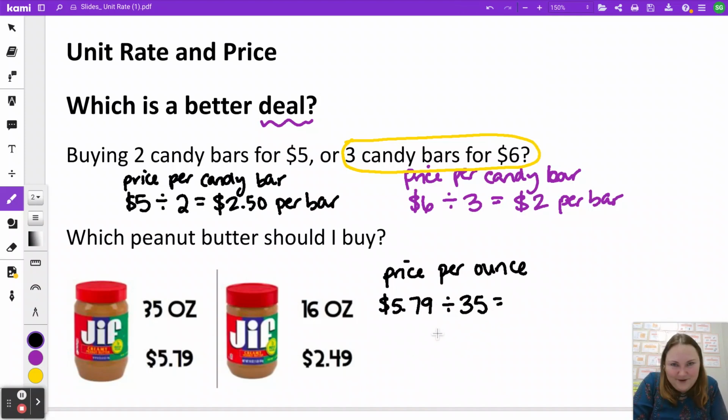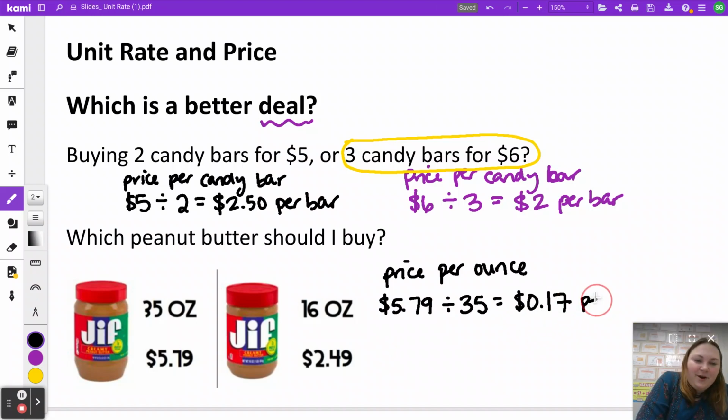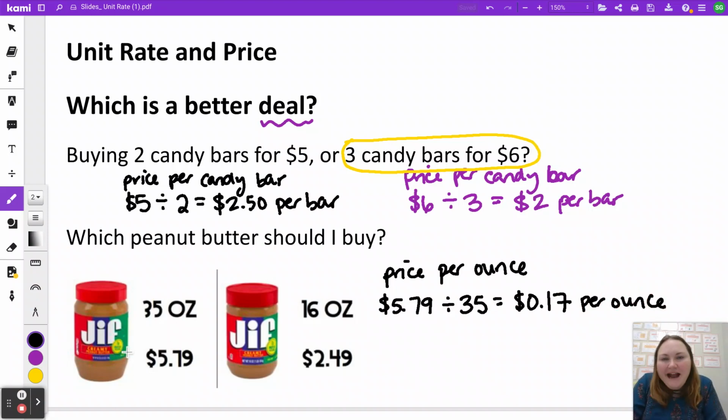Feel free to grab your calculators on this one instead of doing this very fun long division problem. When you do that division, it works out to be about 0.17 cents per ounce of peanut butter. So that means each ounce of peanut butter, an ounce is just an amount of peanut butter, right? Each ounce of peanut butter costs 17 cents.